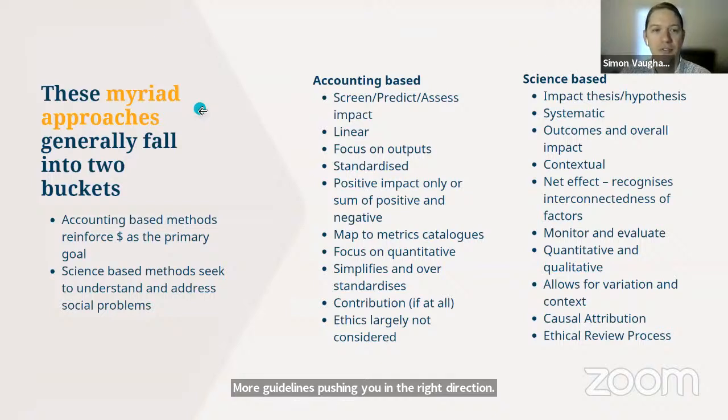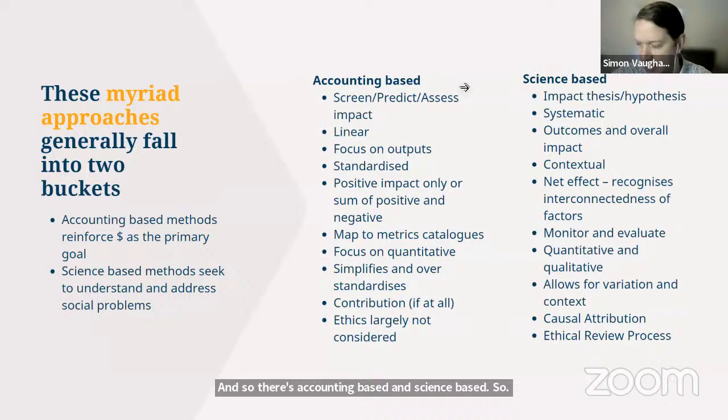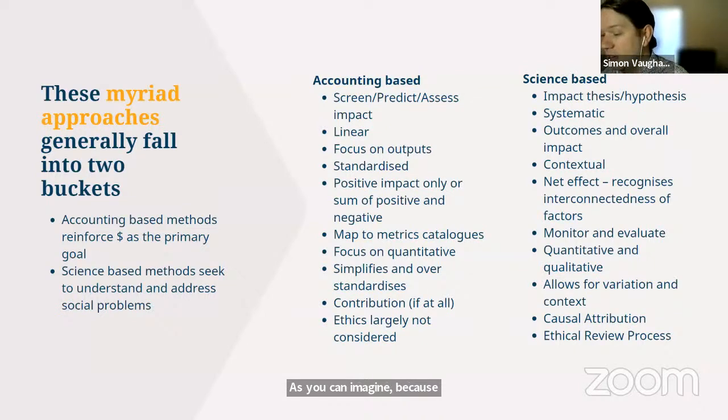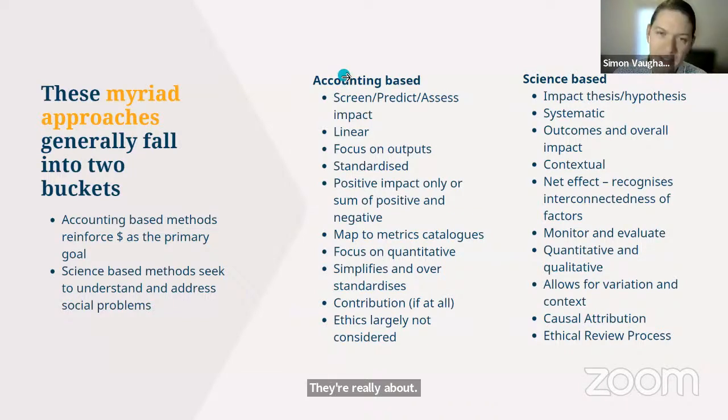But these approaches generally fall into one of two buckets. And so there's accounting-based and science-based. So as you can imagine, because financial impact has been the measure for so long, a lot of the people that are pushing for a change, they want to change, but they don't necessarily want to change too much. They want to be able to align it with the existing system. And so that's why we end up with a lot of accounting-based things. They're really about counting the number of activities. They're used for things like trying to screen investments. They're generally done in a linear way.